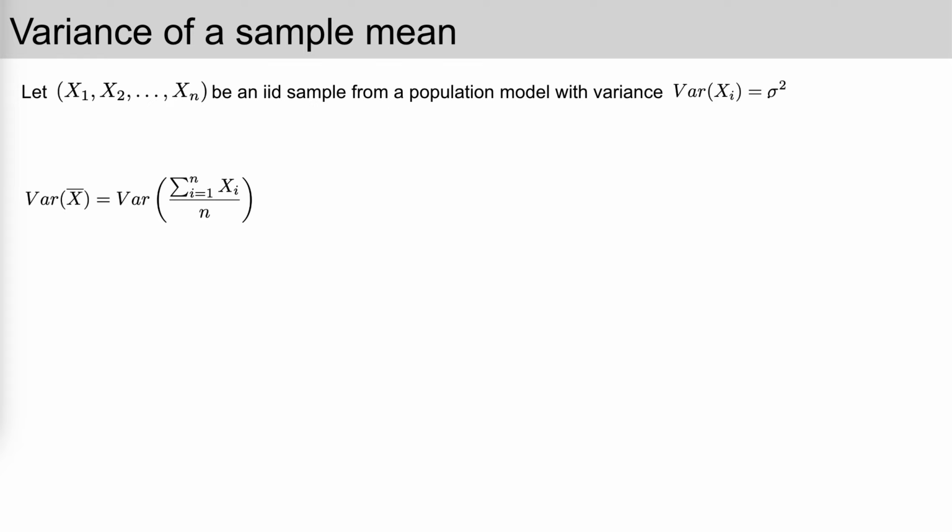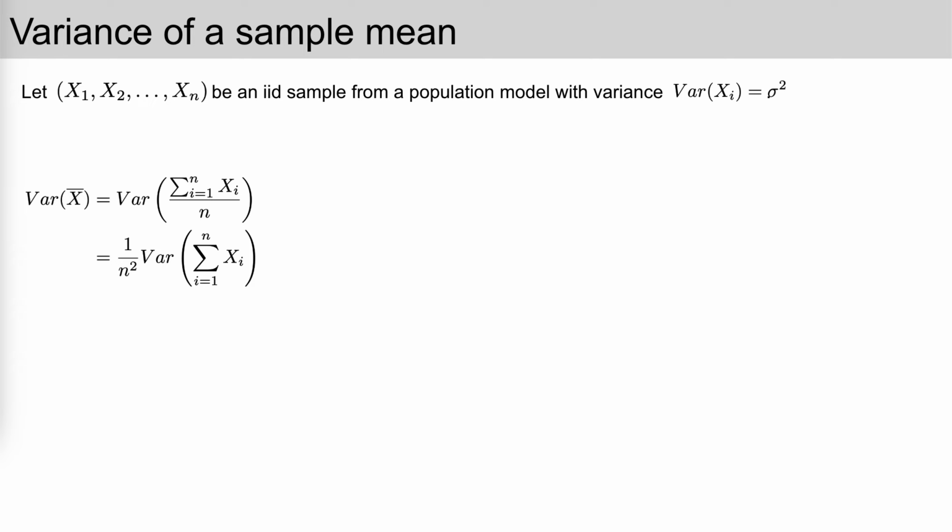Next, we can study the degree to which the sample mean can vary from sample to sample. Here, suppose that our IID sample is drawn from a population model with variance sigma squared. To calculate the variance of the sample mean, we can start by handling the constant of 1 over n. Earlier in the semester, we proved that we can take constants outside of a variance, but we have to square them. Thus, we have 1 over n squared times the variance of the remaining sample sum.